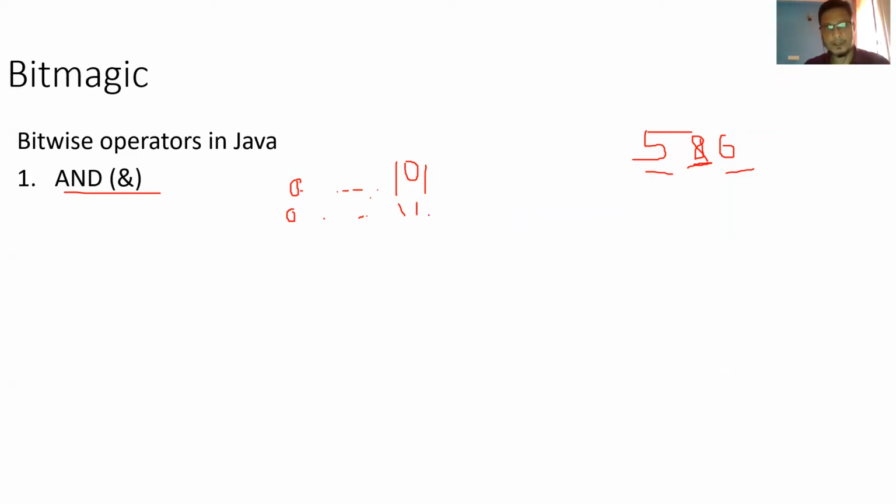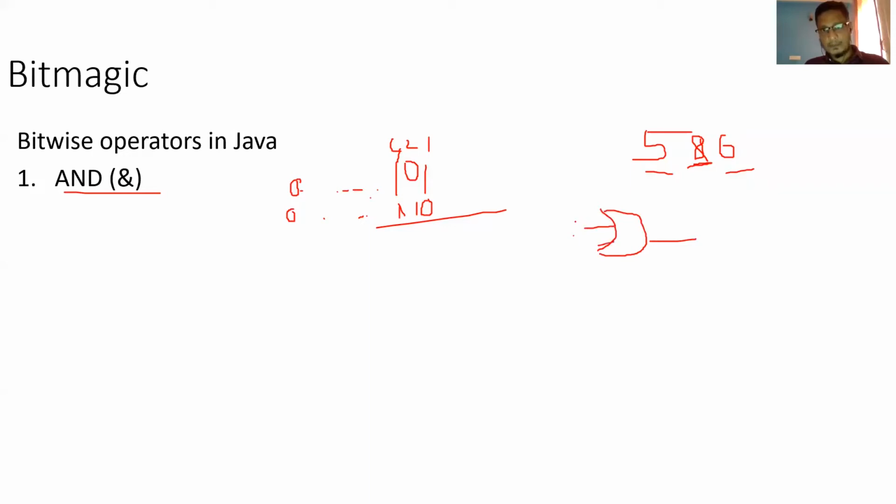So 110, this is 1, this is 2, and this is 4, right? So 4 plus 1 is 5, and this is 6. So when you do AND, what we generally do is bitwise: if there is a 1, then only the output will be 1. So it is an AND gate if you represent it like this, right?